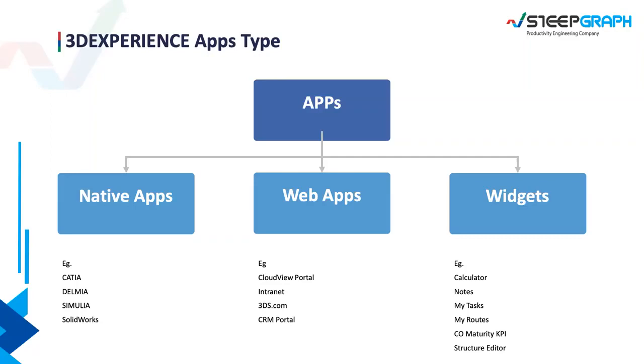Some examples of widgets are calculator, my notes, my tasks, my routes, CO maturity, KPI graphs, structure editor, markup, structure compare. So here the widget has a long list of applications which is provided out of the box. And widgets are the ones which can be placed on the 3D dashboard. And this is the one which we are going to deep dive into today: how these widgets can be used and placed on the dashboards, and what the different varieties of out of the box widgets available are.